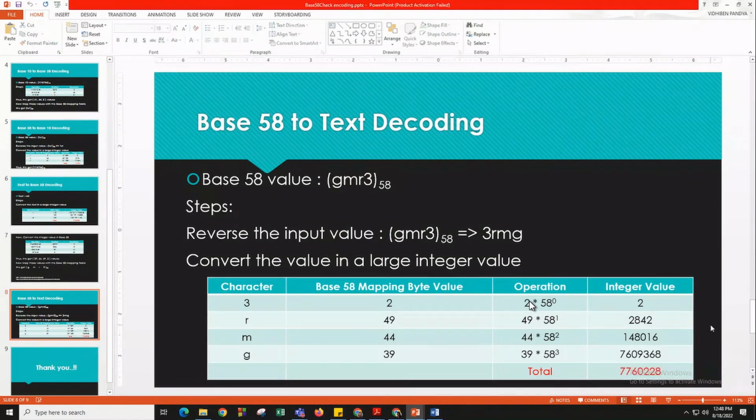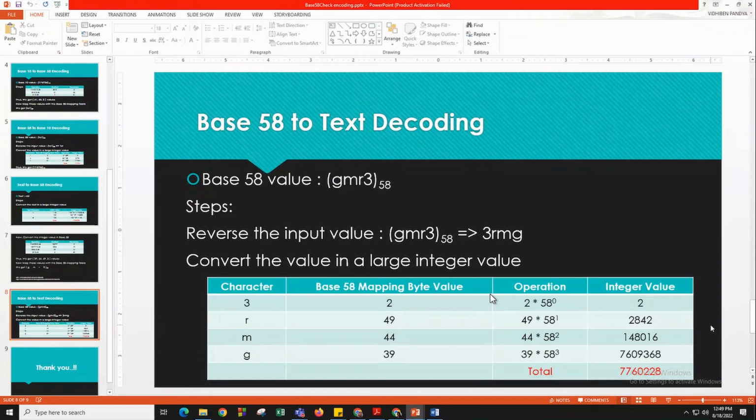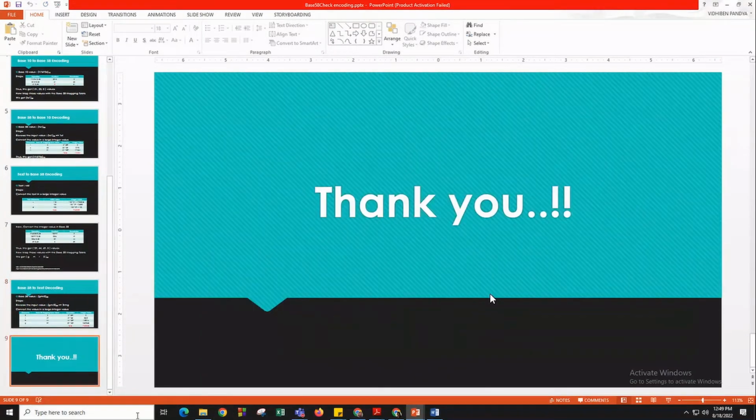Is there any doubt in this decoding? No ma'am. Yeah, so that's it from base 58 encoding.